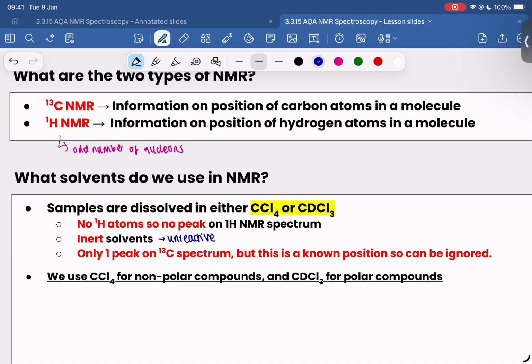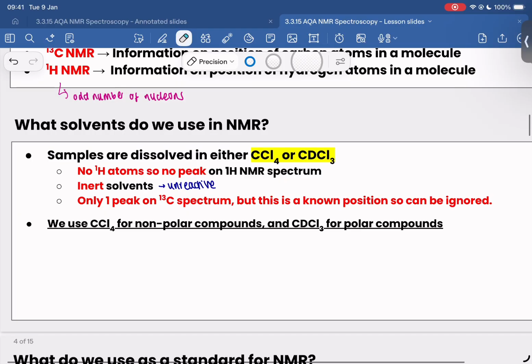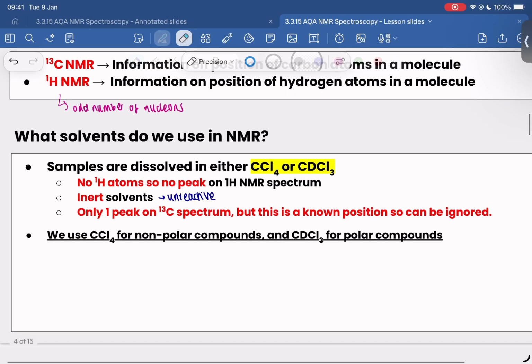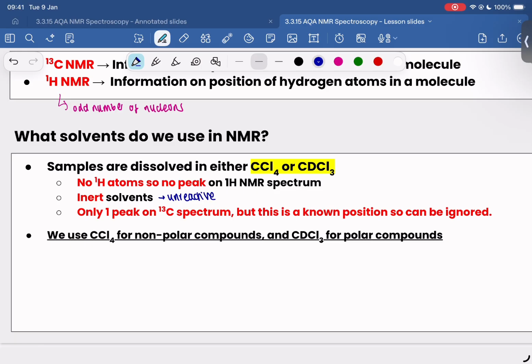Now, I've put in the second major bullet point. We use CCl4 for non-polar compounds and CDCl3 for polar compounds. Now, why do we do that? This is a bit of a crossover with the bonding topic, but it's because of the actual structure of each of the molecules.